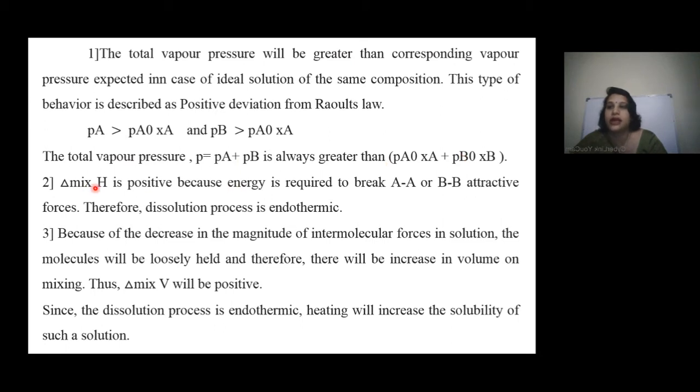Then delta H of mixing is also positive because energy is required to break the bonds in the dissolution process, that's why it is endothermic. And there is a decrease in the magnitude of the intermolecular forces. Molecules are loosely held and that's why they are away from each other, increasing the volume. That means delta V is positive.